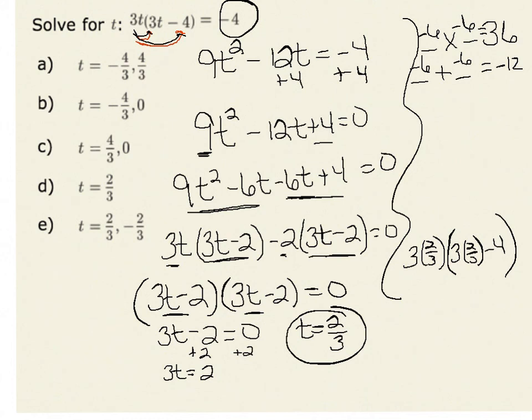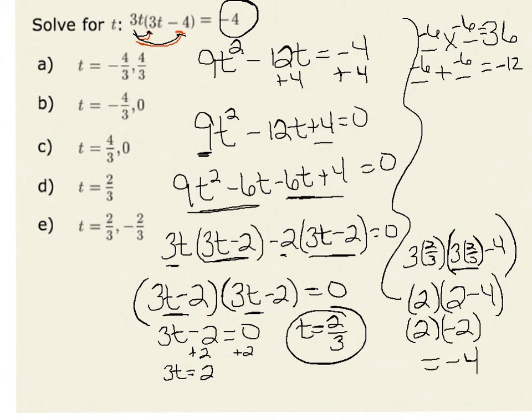Well, let's look at each piece. 3 times 2/3 is the same as 2. Again, I would have 3 times 2/3, which would be equal to 2, and I would have 2 minus 4. Now I can see that I have 2 times a negative 2, which is indeed equal to a negative 4. Verifying that t equal to 2/3 is my solution to this quadratic equation.